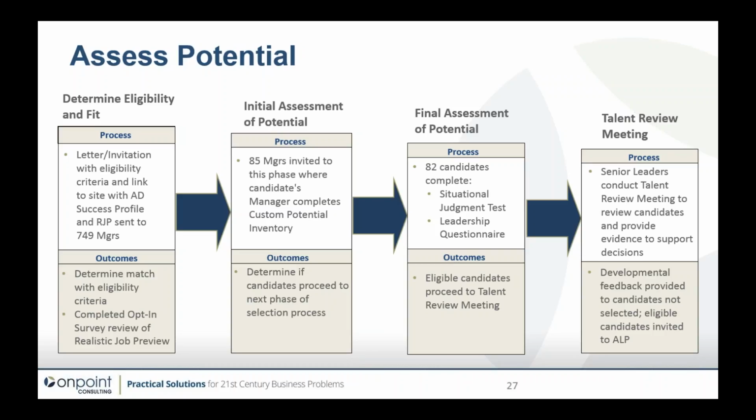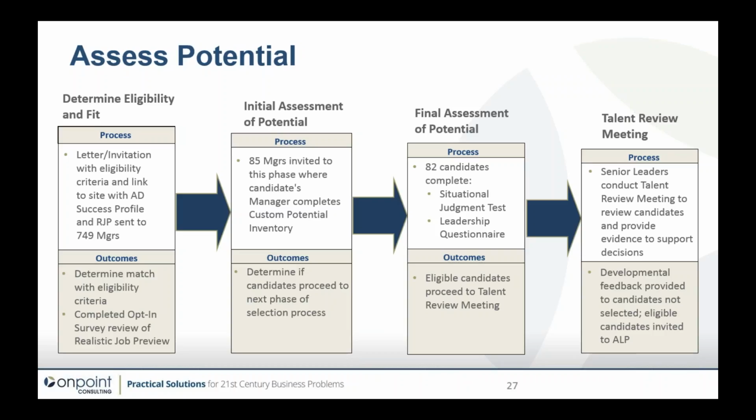Another example of a criteria is having no problems in their performance review for at least 3 years. So again, they wanted to get someone who didn't have any issues in terms of performance overall. So here we started with about 179 people, and they kind of self-selected in, and then they moved to the second stage, which is the initial assessment of potential. And this was 85 managers.